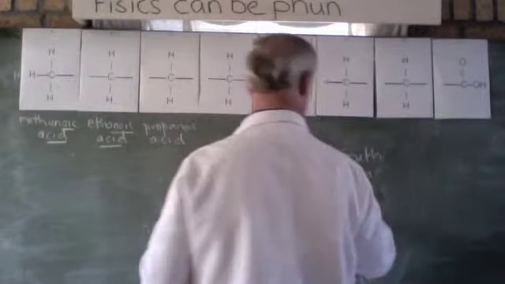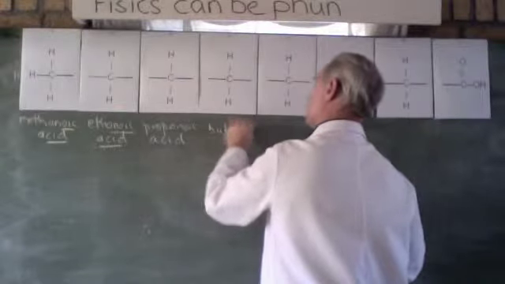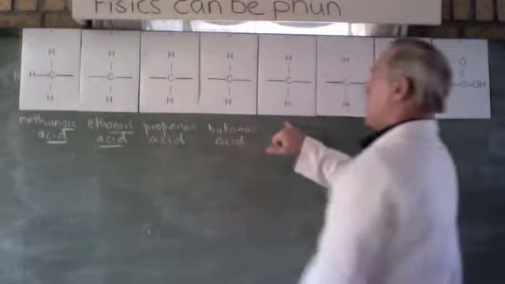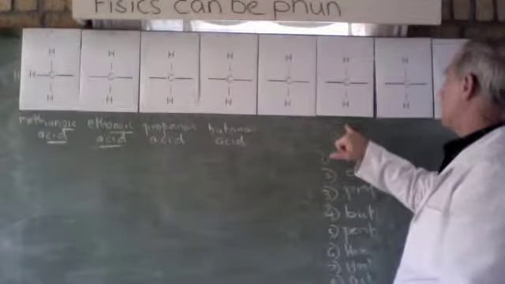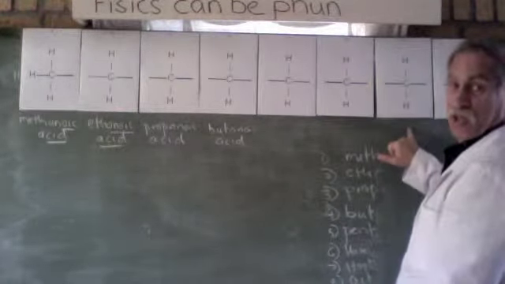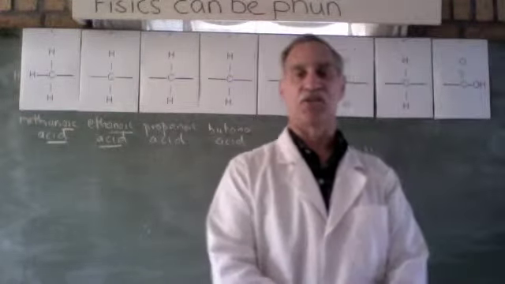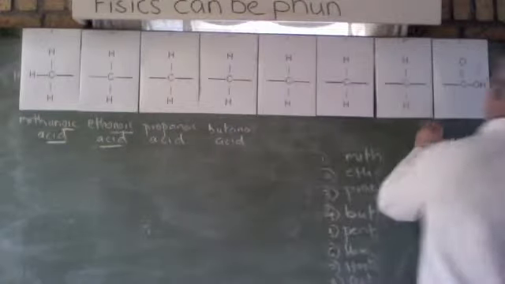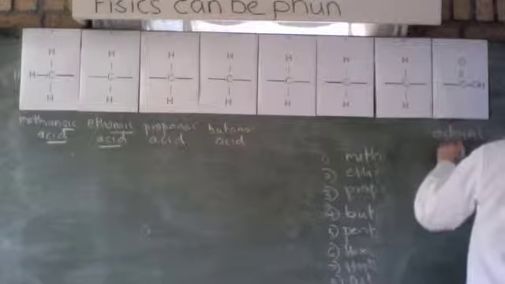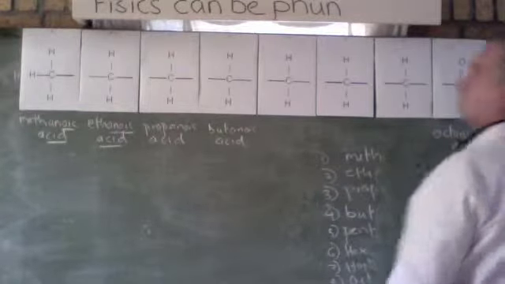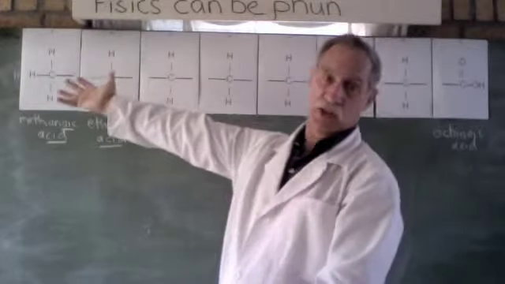What would that be called? Butanoic. What would that be? Pentanoic acid, hexanoic acid, heptanoic acid, octanoic acid if it's got 8 carbons. And therefore octanoic acid. So these compounds, their physical properties, they all tend to be liquids at room temperature.